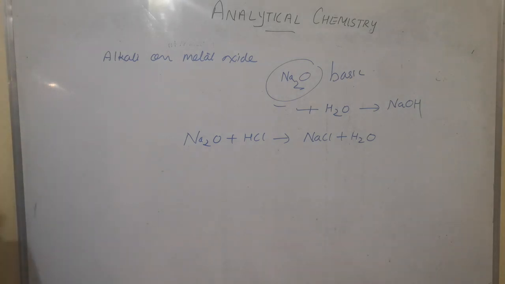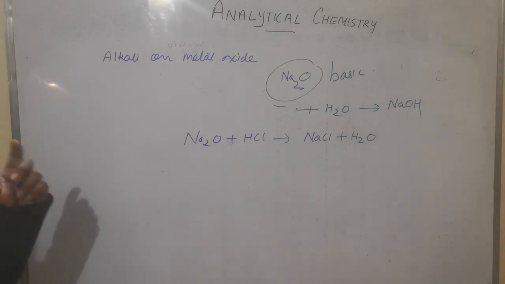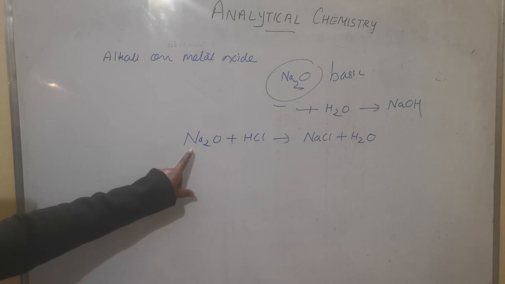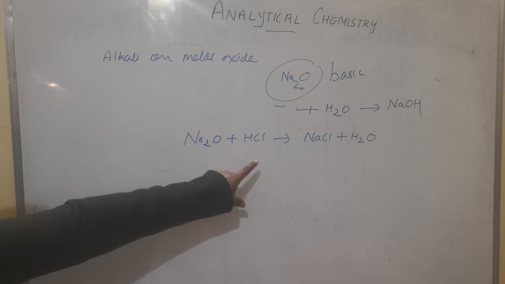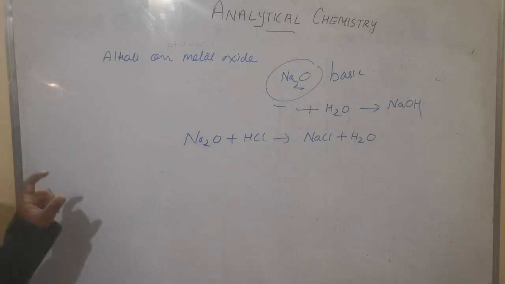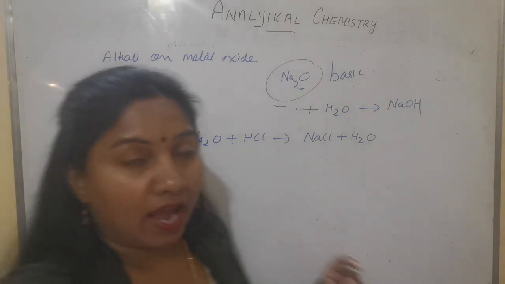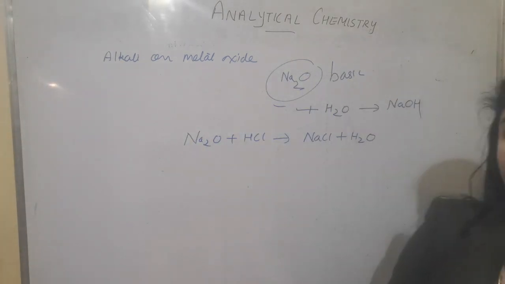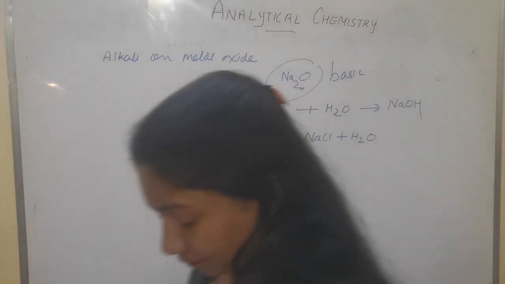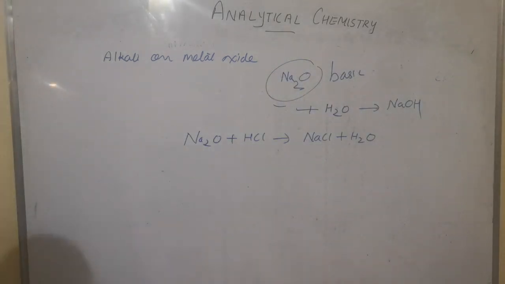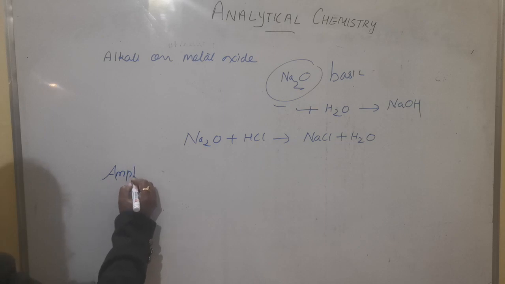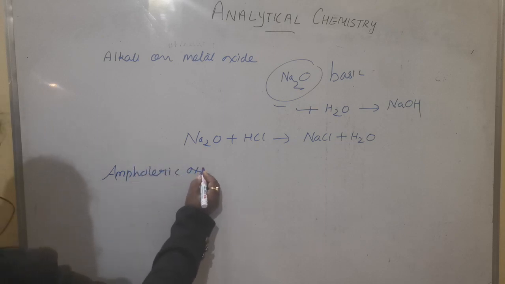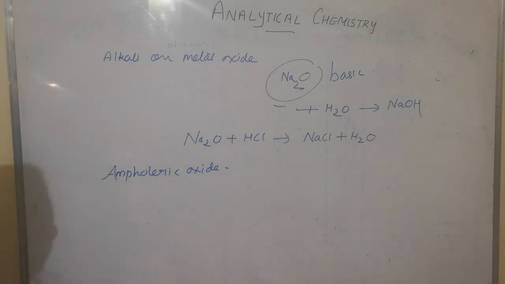But there are some metal oxides that react with both acid and bases. Some metal oxides only react with acid. They don't react with base, like this sodium oxide. It only reacts with acid and it would not react with a base. But there are certain metal oxides that react with both acid and base. That type of metal oxide is called amphoteric oxide, means metal oxide that could react both with acids and bases.